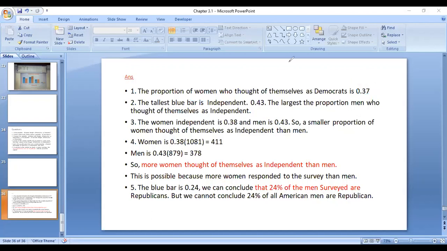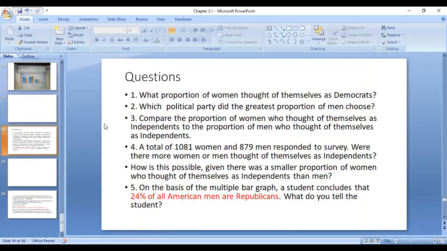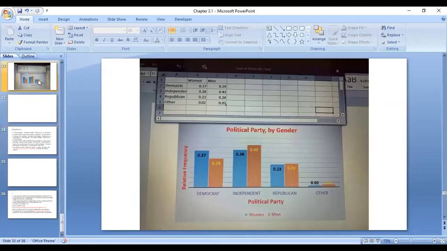When you look on the graph, you will see the proportion. This one. This is the proportion of the women. And then we look at the question with the greater proportion of men. You look on the graph, you will see men in this one. This is the highest, right? That is 0.43.